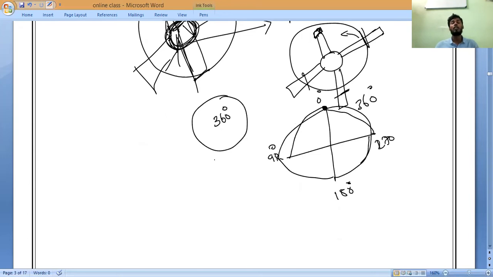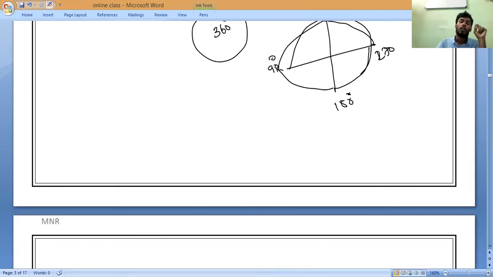So in rotatory motion, some middle part will be there. Is that mandatory or not? It is mandatory. You understand? That is what we call the axis of rotation. Axis of rotation. So please allow me to write. Rotatory motion.